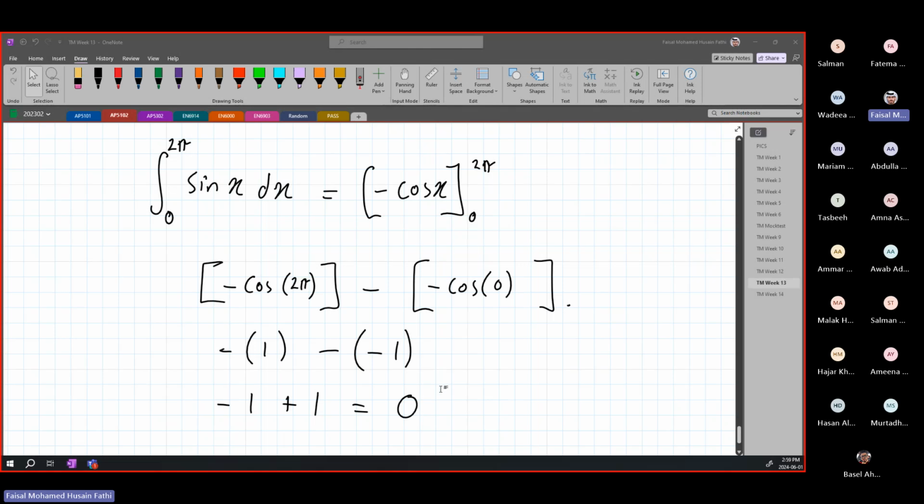Let me just make sure of my working. Cosine of 0 is 1, minus cosine 2 pi, minus cosine 0. Yeah, it's 0. I don't know why they have it in the solution as 4. I have no idea where they got that from. But the actual integration is going to show us, as you've seen, it is 0.